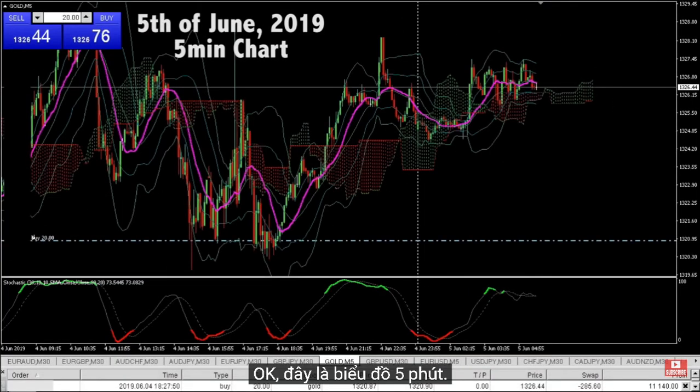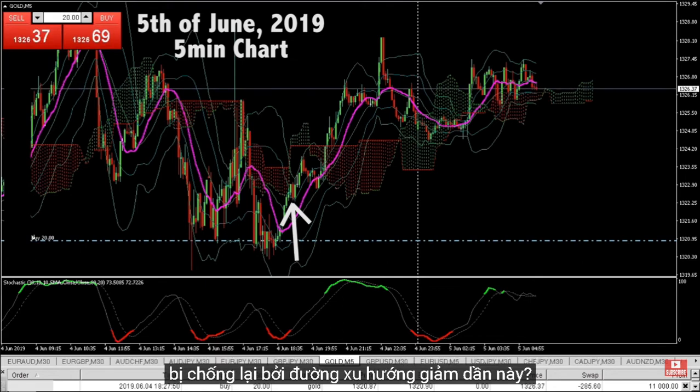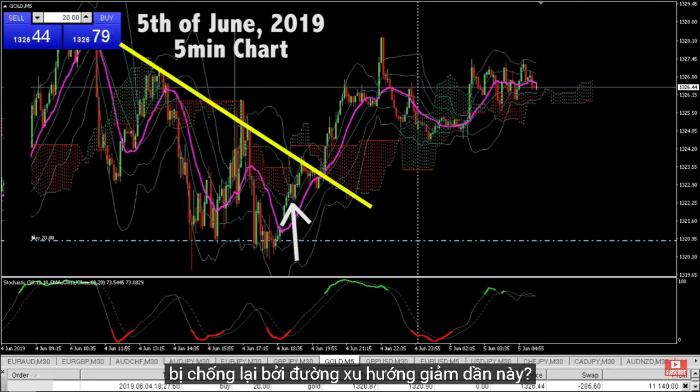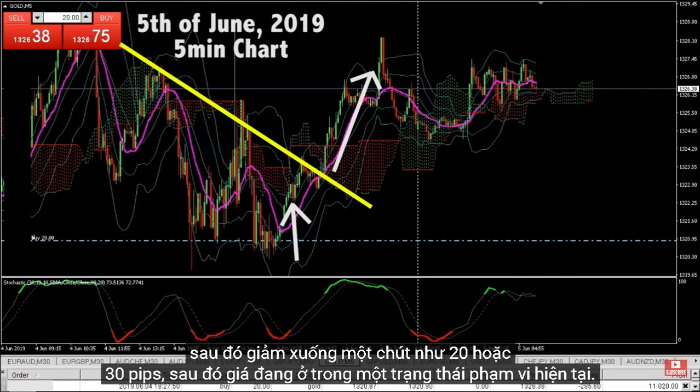Okay, this is a 5-minute chart. I think this is where I was on my previous recording, and remember I said the price could be resisted by this descending trend line? Actually it did once, but it broke upwards all the way to the recent highest level yesterday. Then it went down a little bit, like 20 or 30 pips. Then the price is in a range state now.